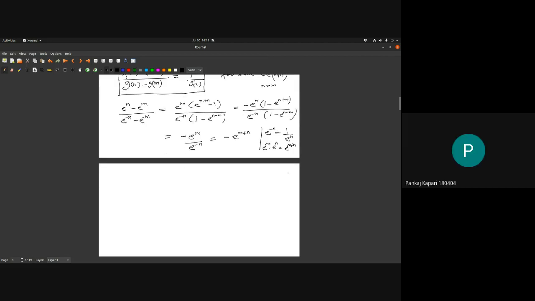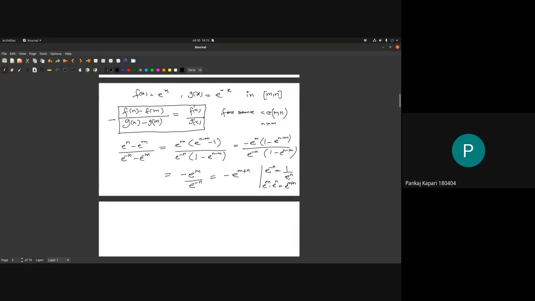Okay. So in this equation 1, on the left hand side, we have evaluated the left hand side and we get this is equal to minus of e to power m plus n. Now we'll evaluate the right hand side. For that we have to find this f prime and g prime. What are they? They are the first derivatives of f and g.